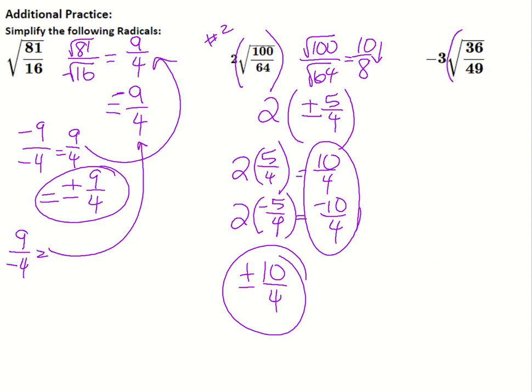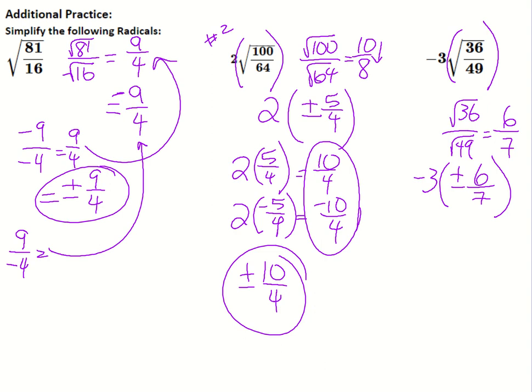So we're going to do the same thing here, right? There's my multiplication. I'm going to take the square root of 36 over the square root of 49. I'm going to get 6 and 7, but I'm going to take negative 3 and times it by the 2 versions, right? Plus or minus.